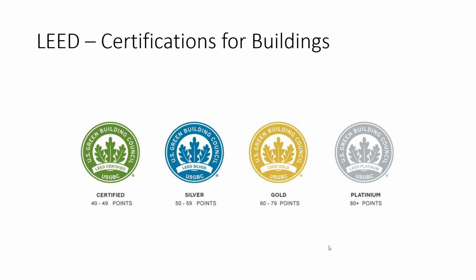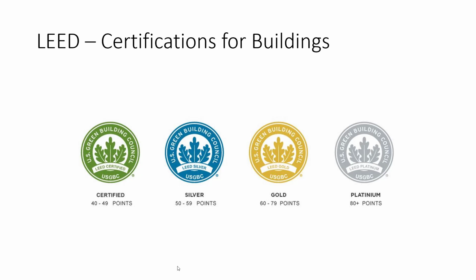Let's first talk about certifications for buildings. They offer four different levels of certification, and it starts with LEED certified. The next one is LEED silver. Then we have LEED gold, and the best one is LEED platinum. There is a rubric or a scorecard, and based on the scorecard, you will receive points.